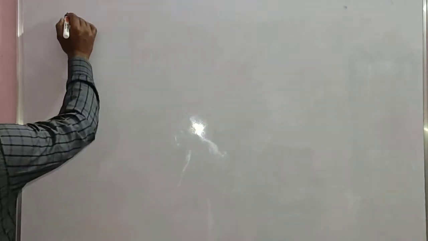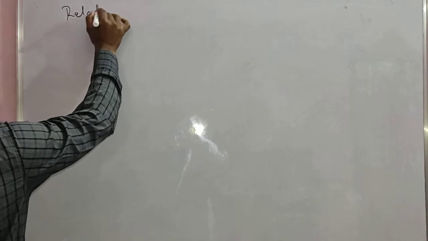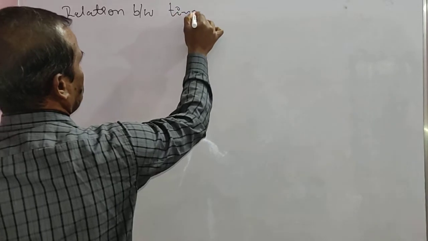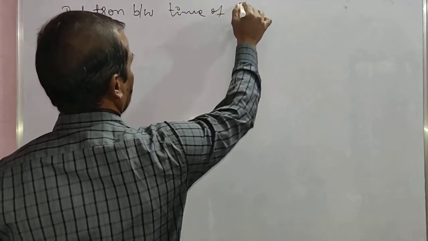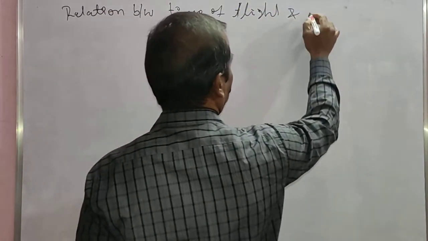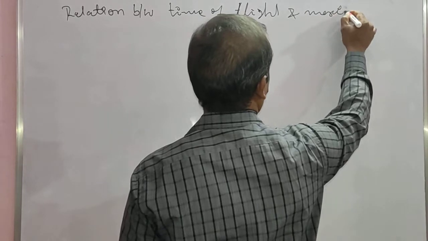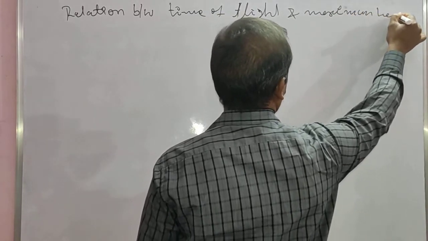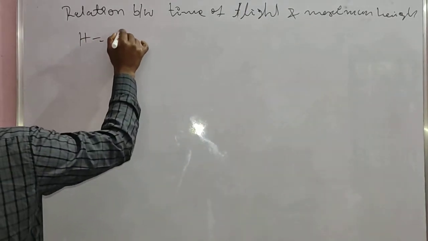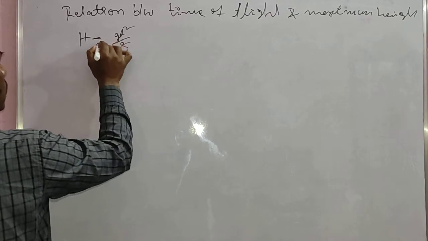Next, the relation between maximum height and time of flight. Simply, the relation between time of flight and maximum height. Here h is equal to g T square by 8. H is equal to g T square by 8.